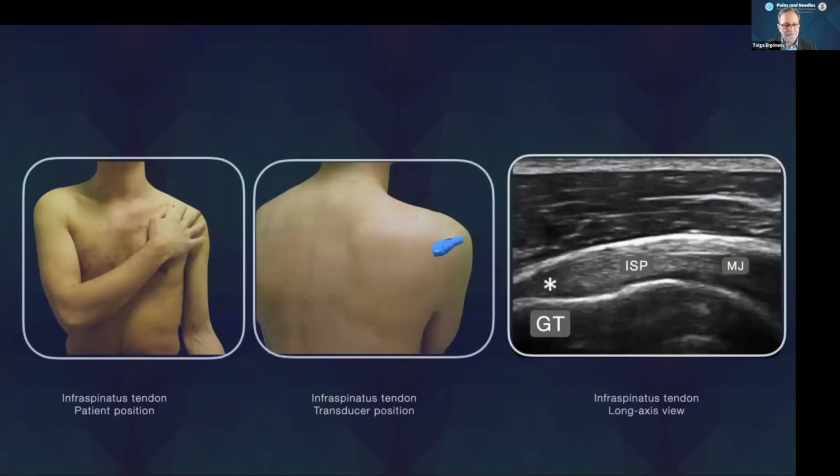When you would like to examine the infraspinatus tendon or perform a peritendinous injection to the infraspinatus tendon, you can see in this photo the patient and transducer position for evaluation of the infraspinatus tendon as a long axis view. You can see the sonogram of the musculotendinous junction, infraspinatus tendon, and the Grashey bursae.